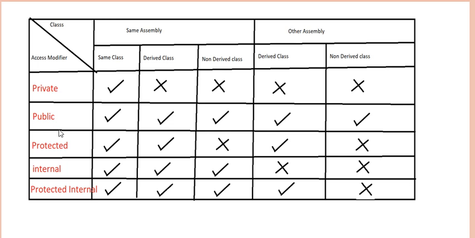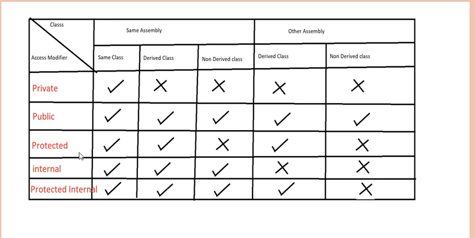Let's see the second one, public. If you declare any variable, method or function as public, there is no restriction. If you declare any class, variable or method as public, there are no restrictions. In the same project, in all places, that means the same class we can access, derived classes also, and non-derived classes also. The same way in other assemblies there is no restriction, derived classes and non-derived classes we are able to access.